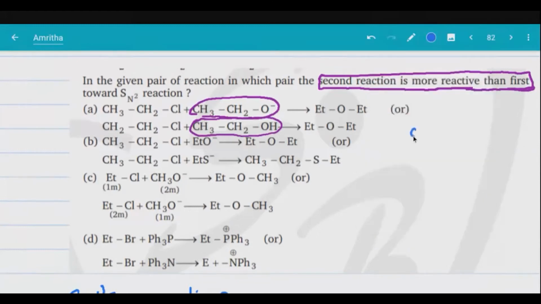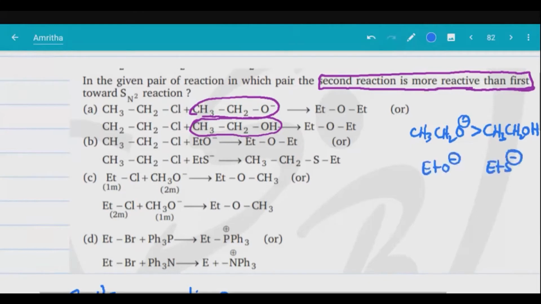We can compare this, right? CH3CH2O minus is greater than CH3CH2OH. Are you sure? Because negative charge is present, that is more nucleophilic, more reactive. So option A, first reaction is more reactive. And look at option B and tell me. What we have to compare: EtO minus, EtS minus. Which is more reactive, O minus or S minus?